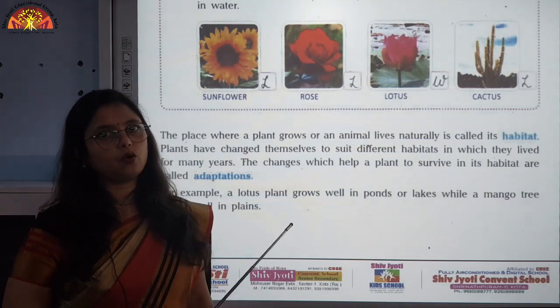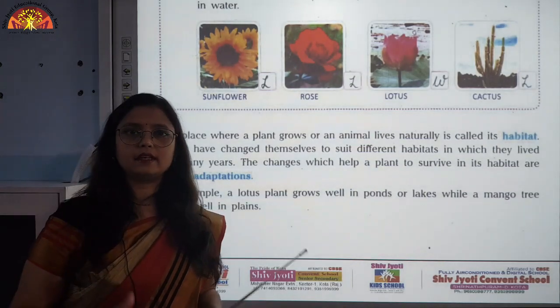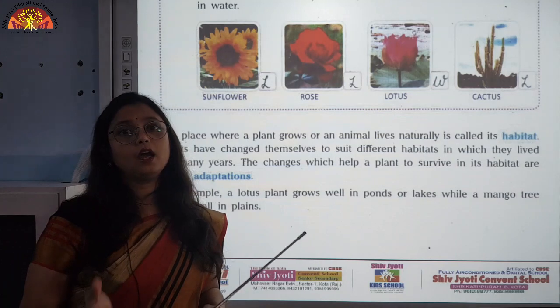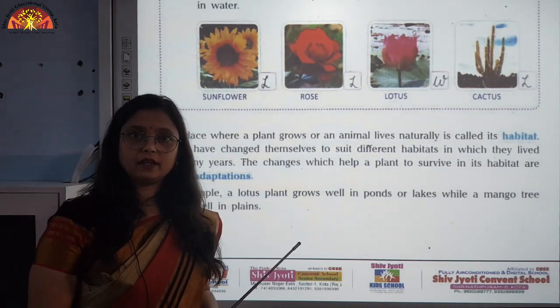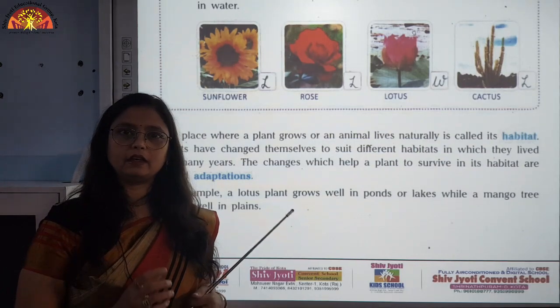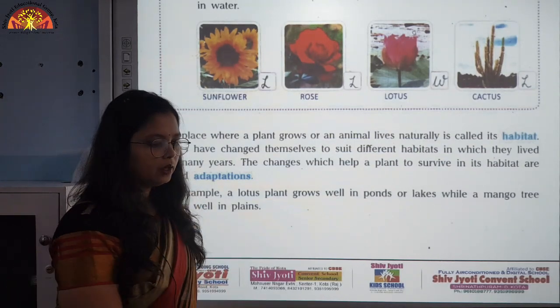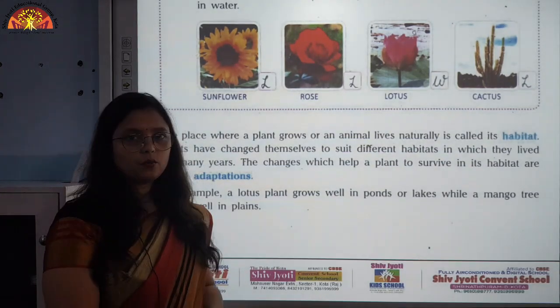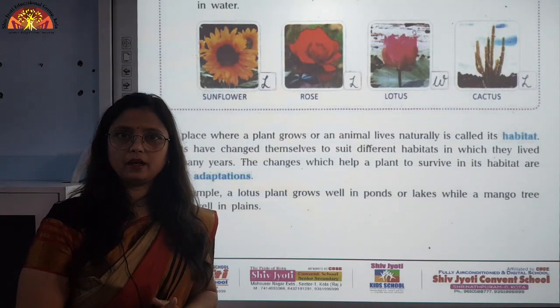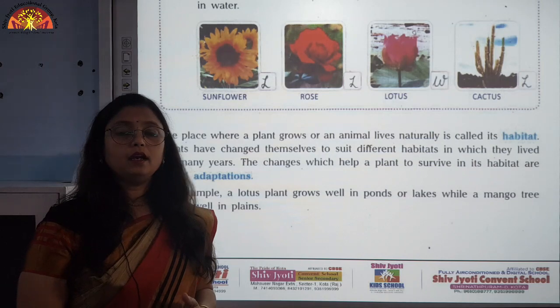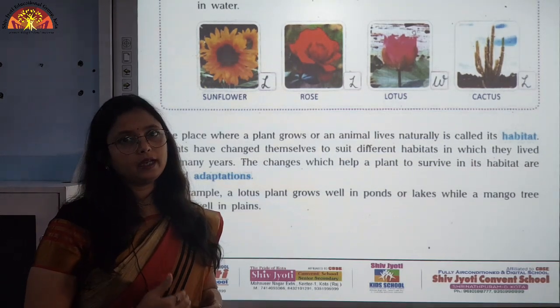These changes are called adaptations, and these adaptations help the plant to live well in its environment or in its habitat where it has been living for many years. Okay. So, this is about adaptations. Now, let us take one example. Children, you know that lotus plant grows in water while the rose plant grows on land.